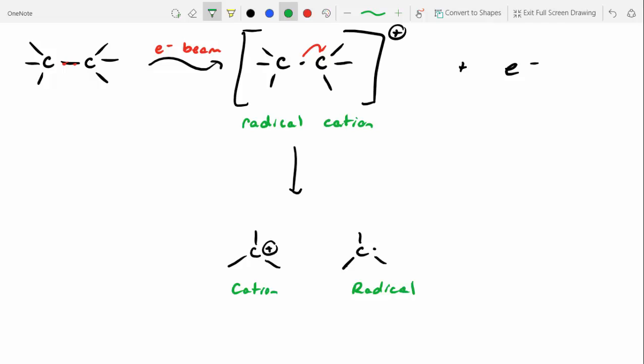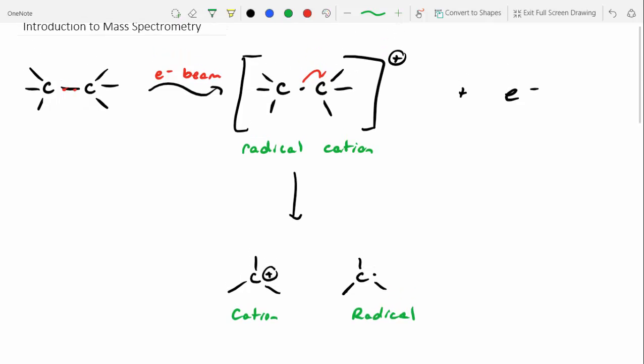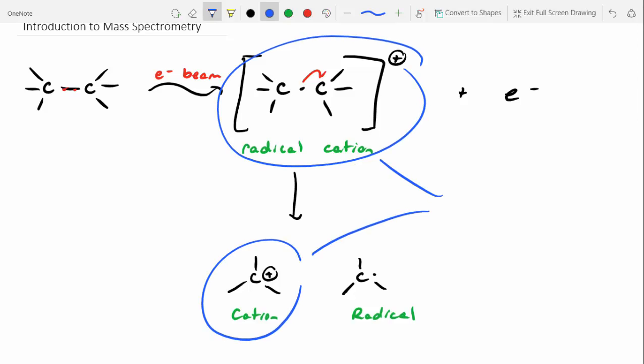If you remember, I mentioned before that mass specs can only see cations. So let's even circle these and we'll say mass spec can only see cations. You can't observe the radical because they are uncharged at this point.